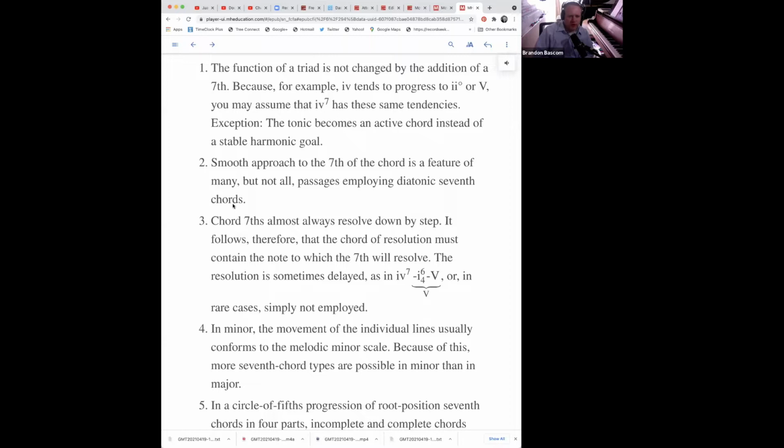Number 5, in minor, the movement of the individual lines usually conforms to the melodic minor scale. Because of this, more 7th chord types are possible in minor than in major. Naturally, that's by definition, right? And in a circle of fifths progression of root position 7th chords in 4 parts, incomplete and complete chords must be used in alternation. We knew that, right? That's because of parallel fifths, I think you're right.